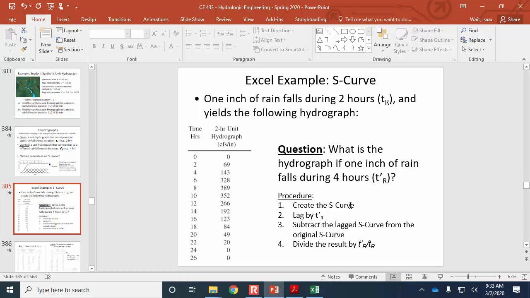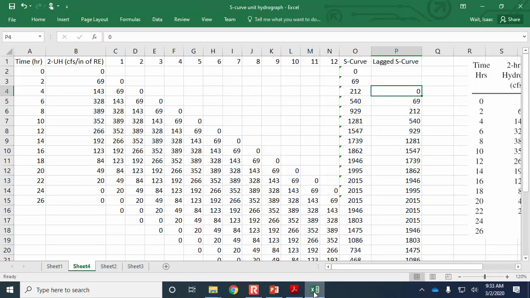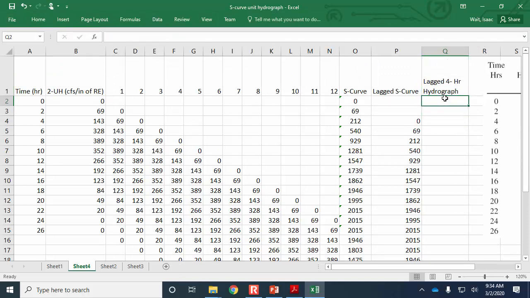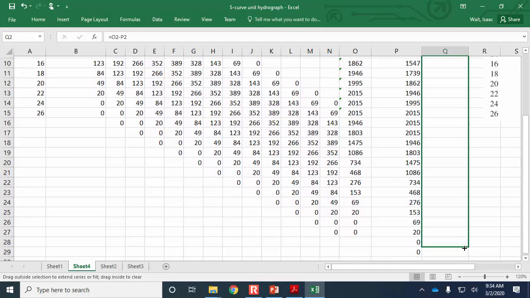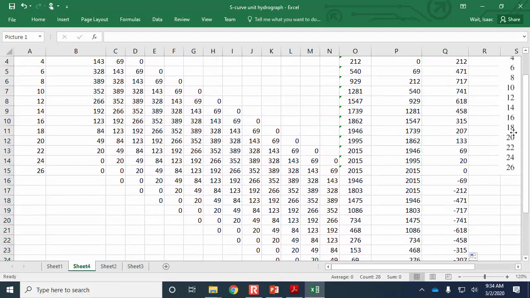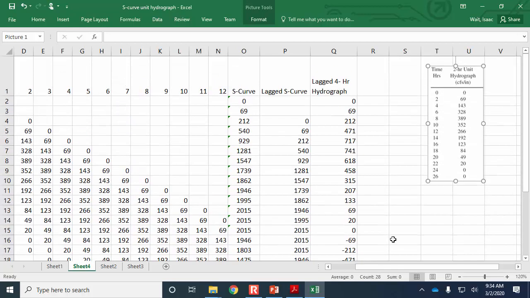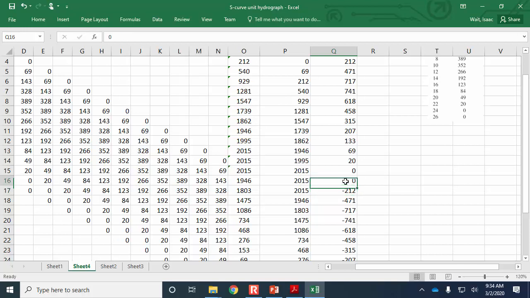Okay, so we created the S-curve by having the back-to-back storms, and we lagged it. Now we need to subtract the lagged S-curve from the original S-curve. This next column we're going to call the lagged 4-hour hydrograph. It's going to be the S-curve minus the lagged S-curve. Where it goes into negative territory, we need to override it, because there's no such thing as negative outflow. It's not like the water starts going back into the watershed. So we would just type 0 and drag that down.